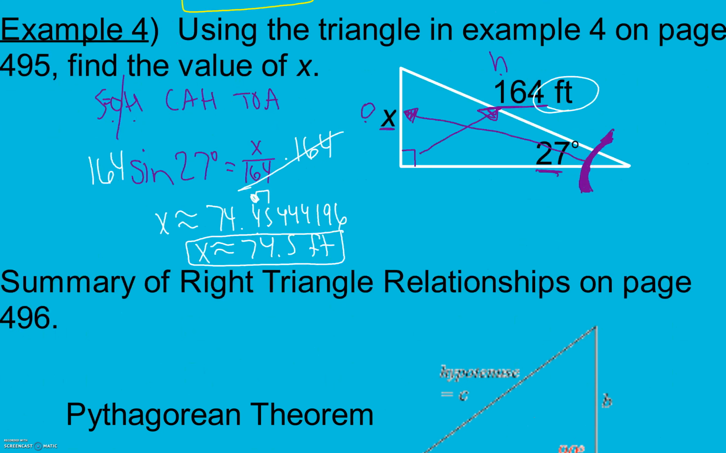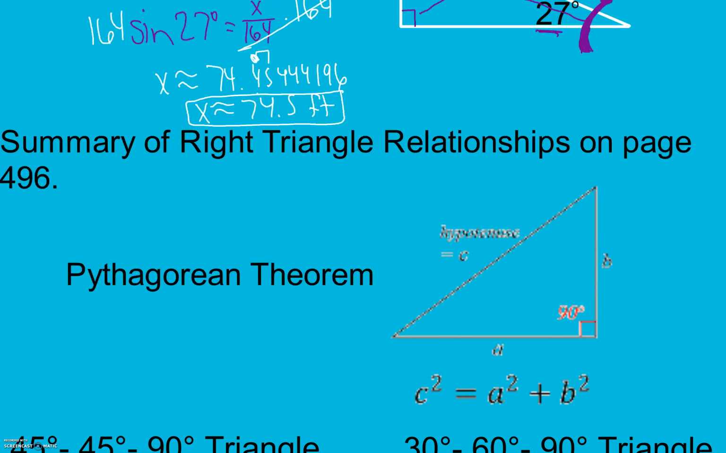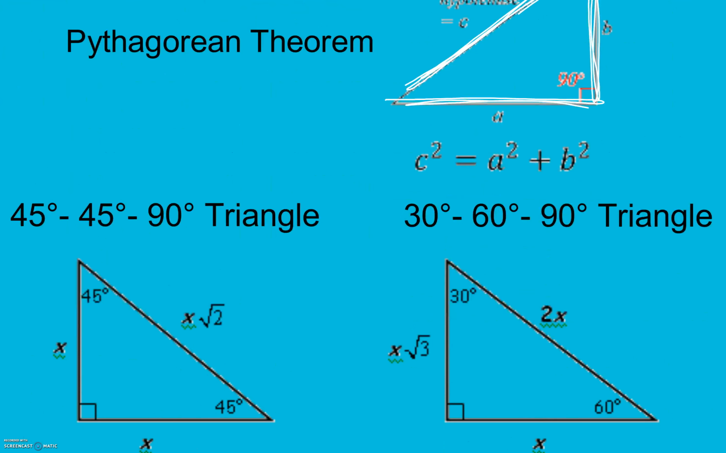Last thing I have here in section 9.8 is a summary of the right triangle relationships. This is also on page 496. So far this chapter we've done Pythagorean theorem, where our two side lengths, our legs, we can square, add together, and that distance should equal our hypotenuse squared, our longest side squared. We had special triangles. Here these aren't to scale, so be careful there. In a 45, 45, 90 degree, our two sides are the same, and we take that side length and multiply it by the square root of 2.